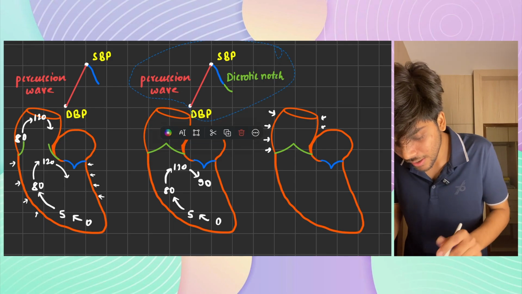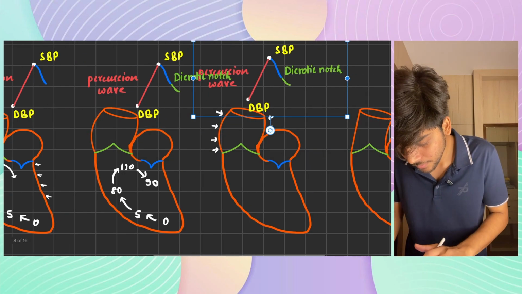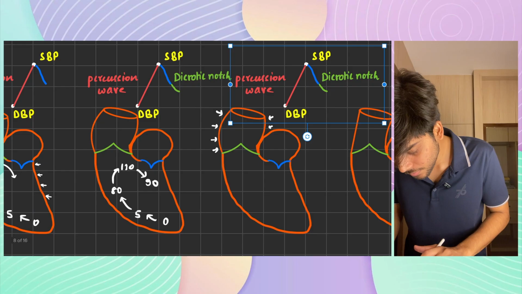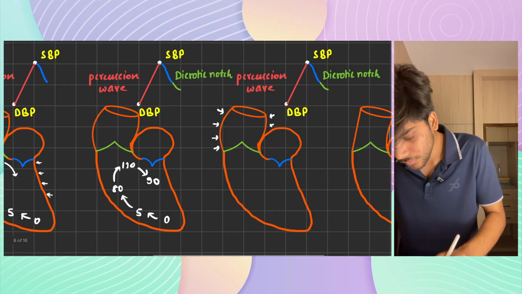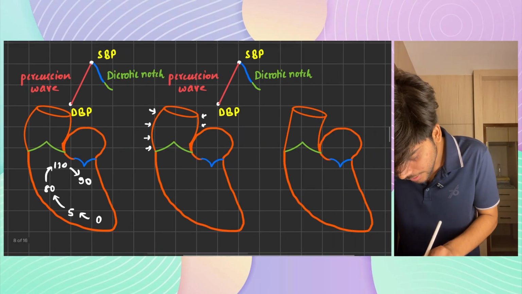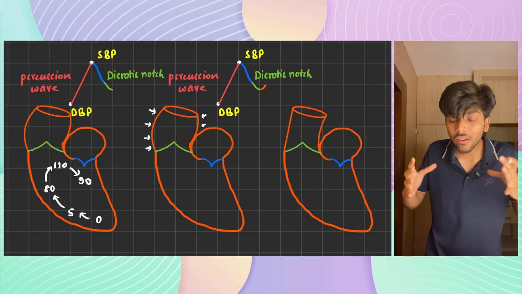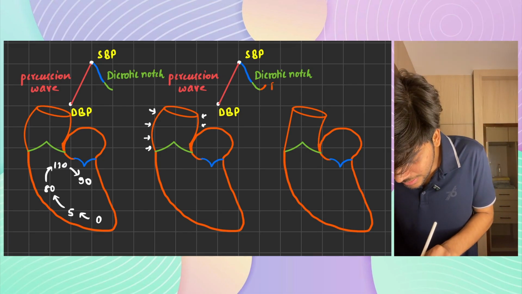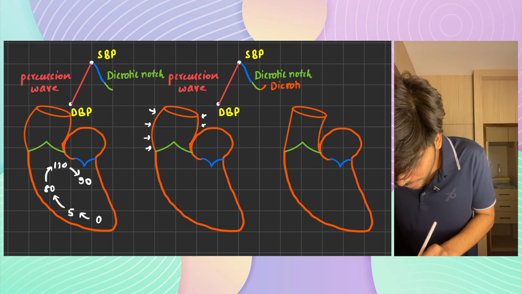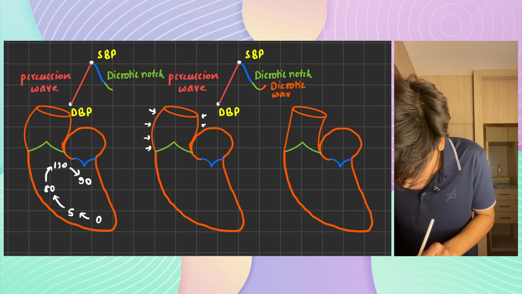There is a transient rise in pressure. This transient rise in pressure due to the recoil of the aorta is referred to as the dicrotic wave.